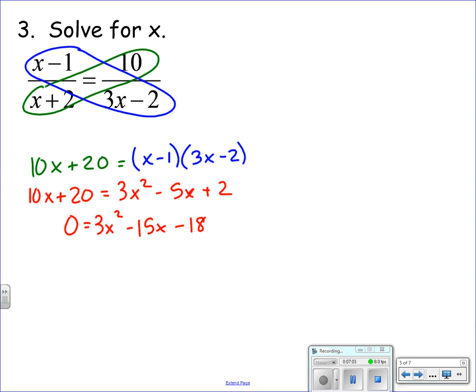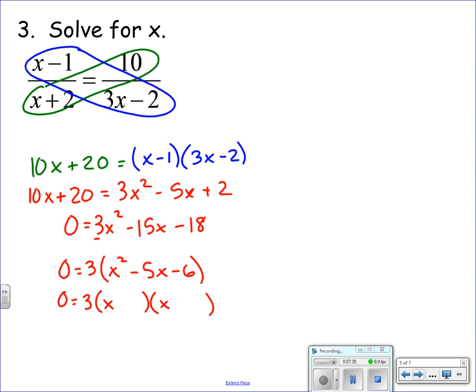Whenever I see a number in front of the x squared, first I see if I could factor out that number from each term, and it works out nice and convenient that I can factor out the 3. Now factor the trinomial. Two things that multiply to be a negative 6 but are going to add to be a negative 5.